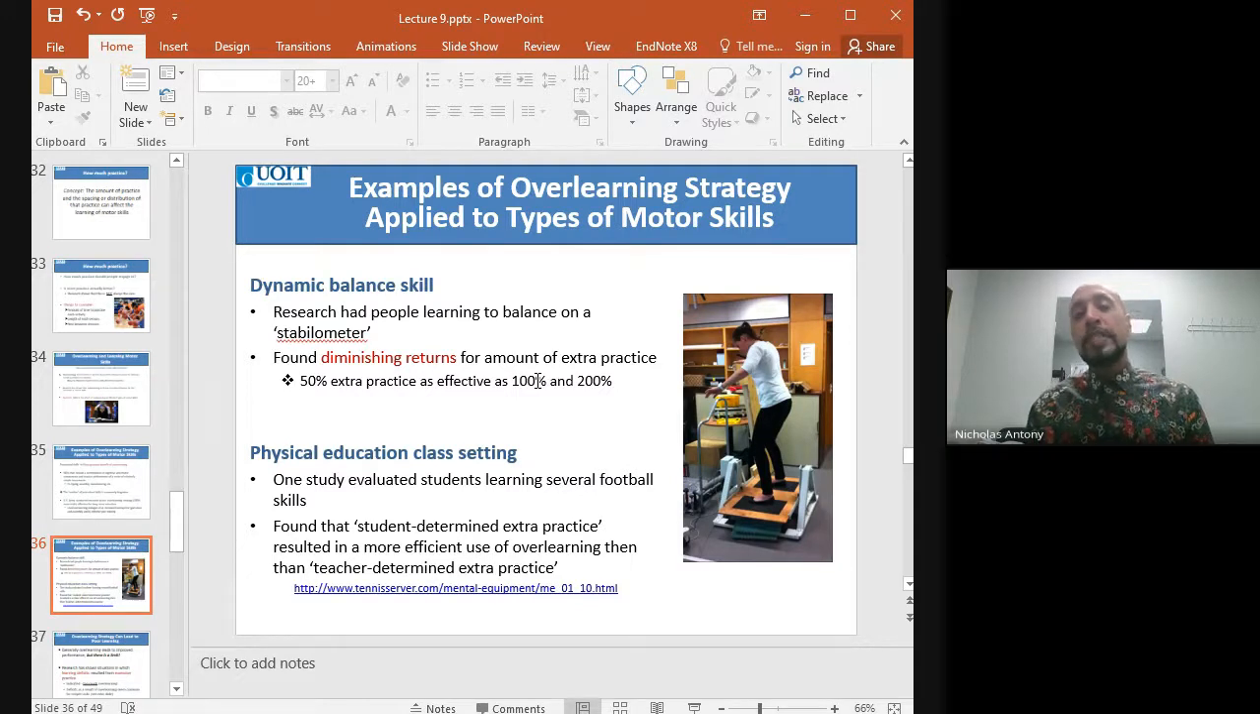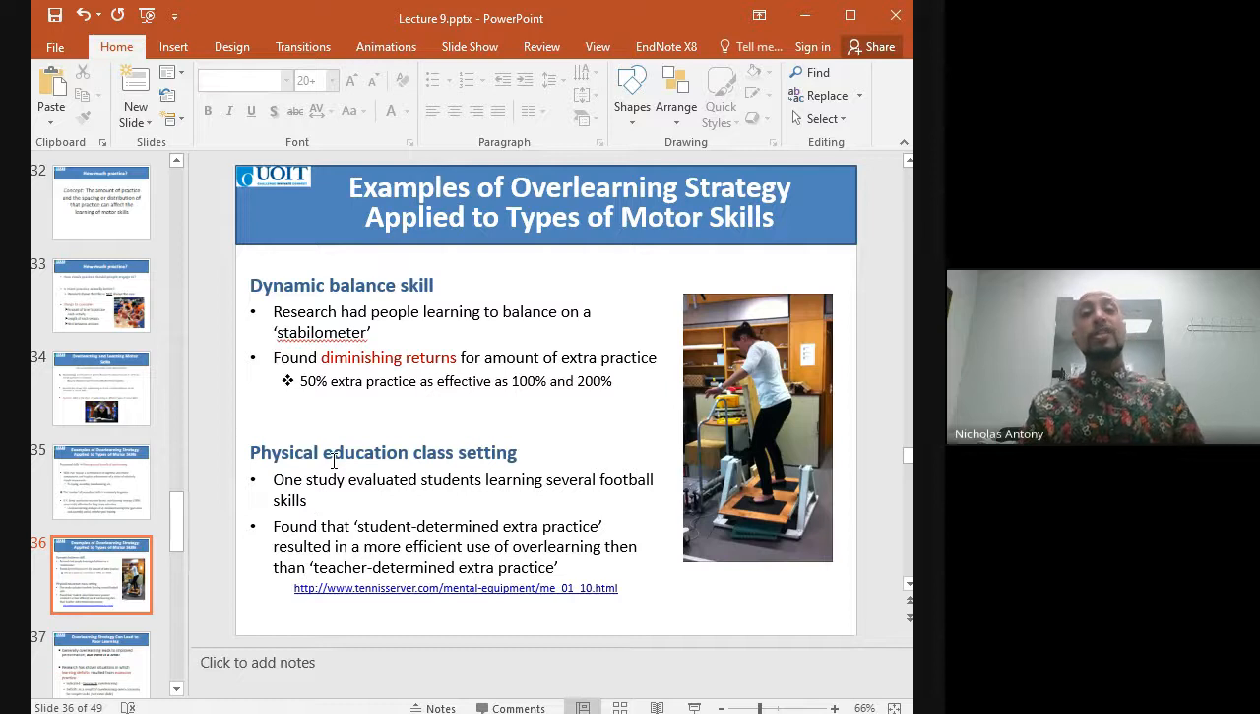So maybe for procedural skills, because it was a serial skill, putting things together, maybe for that skill in the Army study, overlearning of 100% is better, because other studies have found that 50% overlearning tends to be the high point. Everything more than that is not beneficial or is detrimental.